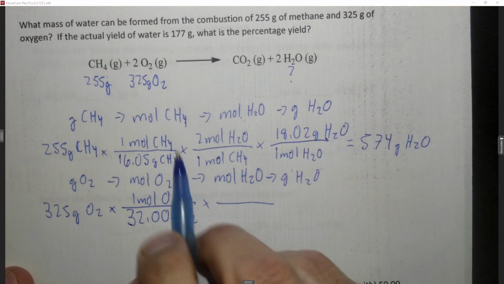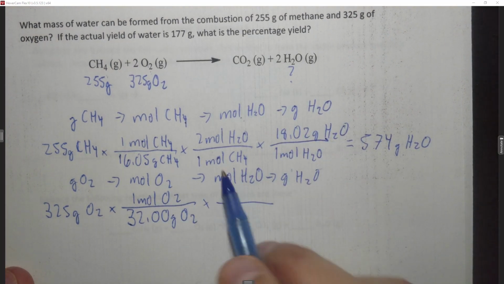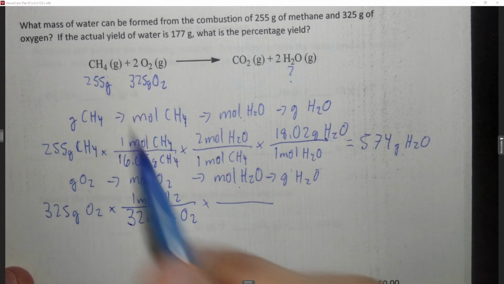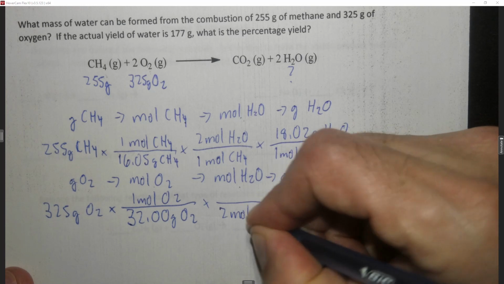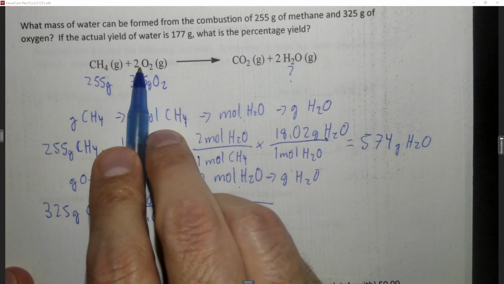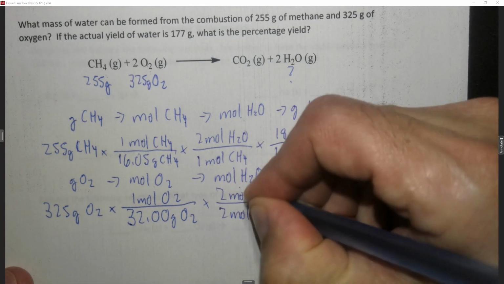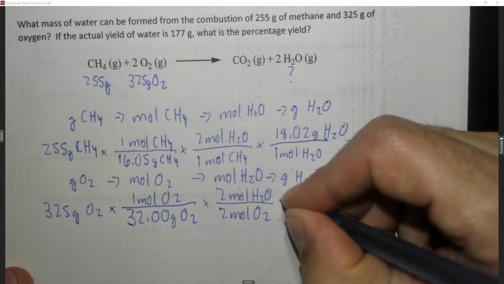Then we need to convert from moles of oxygen to moles of water. Always from moles of one thing to moles of another, use the balanced chemical equation. In this case, we want to put 2 moles of oxygen on the bottom, because the stoichiometric coefficient is 2, and 2 moles of water on the top, because again, there's a 2 in front of the water.